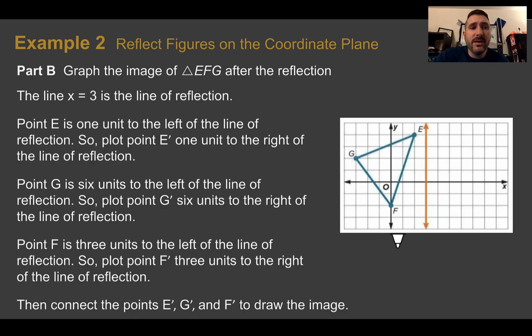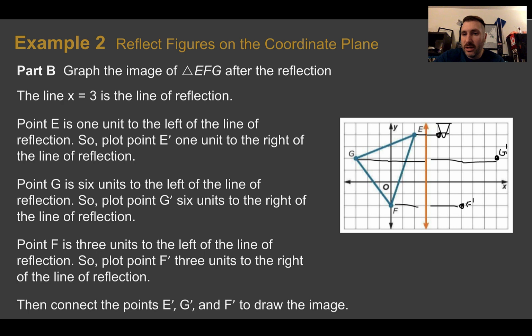So when we're doing it, we need to make each point an equal distance away that it was on the original side. So E is 1 unit away, so I need to make E prime 1 unit away on the other side. G is 6 units away, so I'm going to make it 6 units away again. Same distance away on both sides. There's G prime. F is 3 away, so 3 away would be right here for F prime.